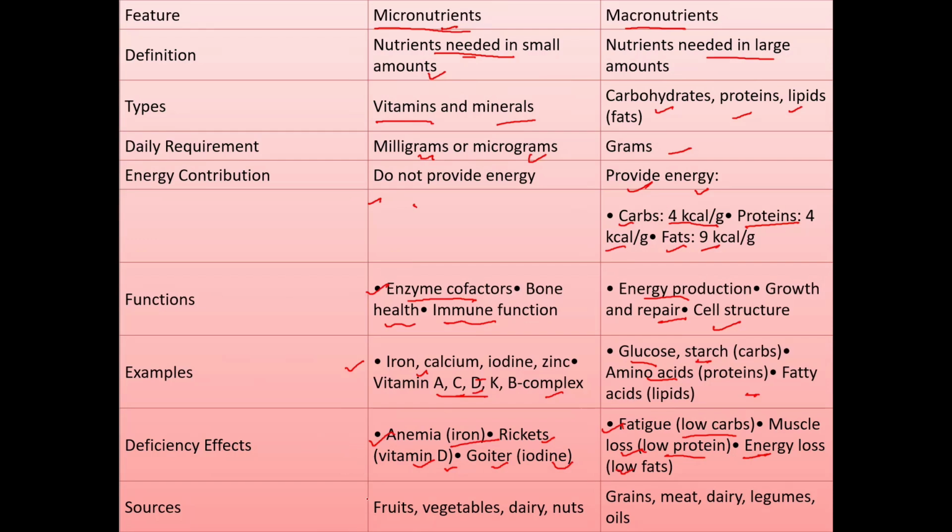Source. What are the major sources of these micro and macronutrients? Basically, fruit, vegetables, dairy, nuts, and grain for micronutrients, whereas for macronutrients, grain and meat, which we consume a lot.